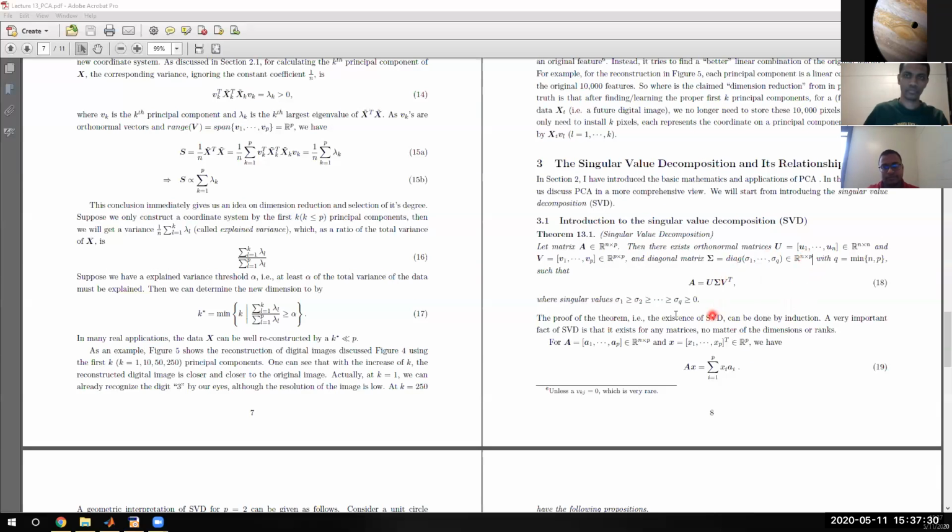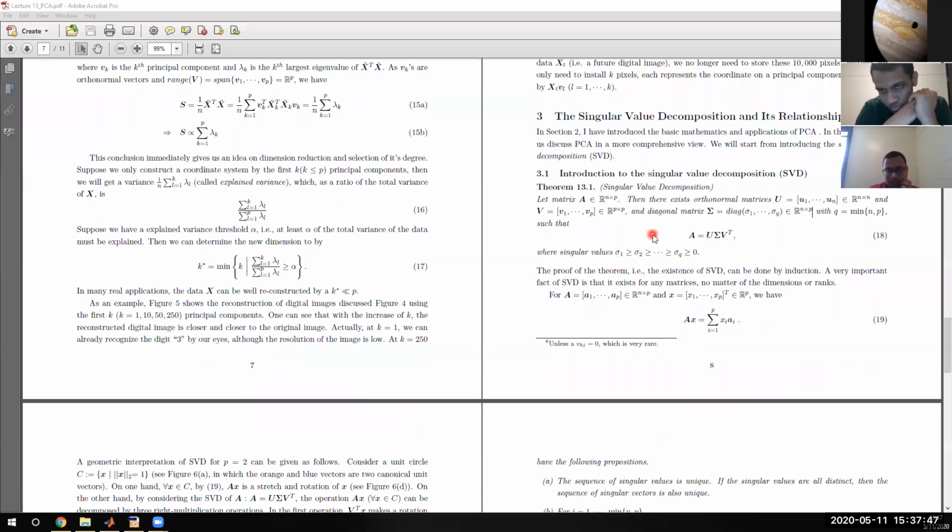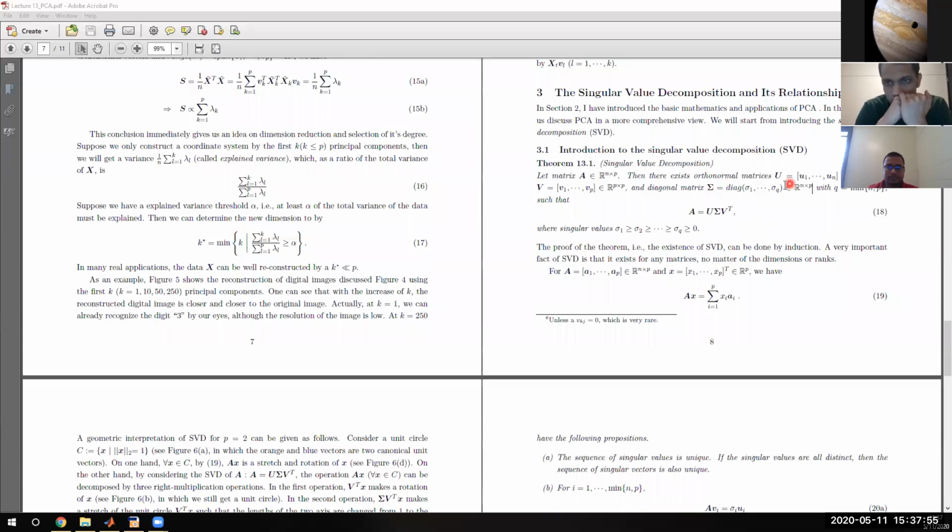Okay, and here these sigmas, sigma 1 to sigma q, are called singular values. And all singular values are greater than or equal to 0. Later you're going to see very easily why all of them must be greater than or equal to 0. Also, the existence of the SVD, in other words the proof for this, can be done by induction. I'm not going to explain it here. It's going to be kind of time consuming.